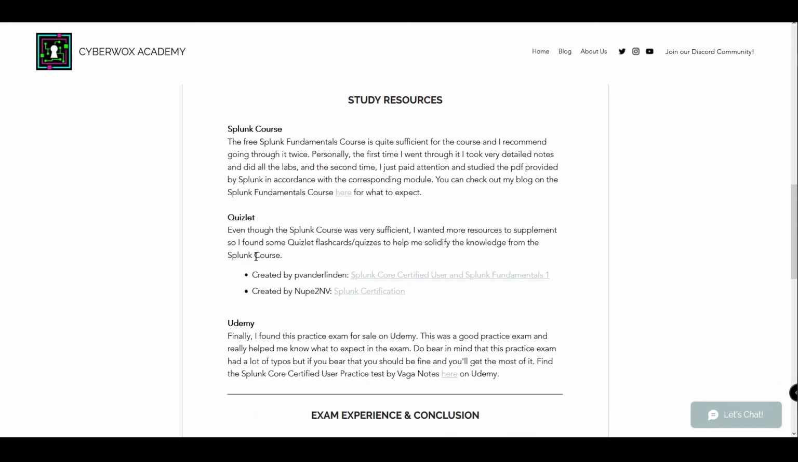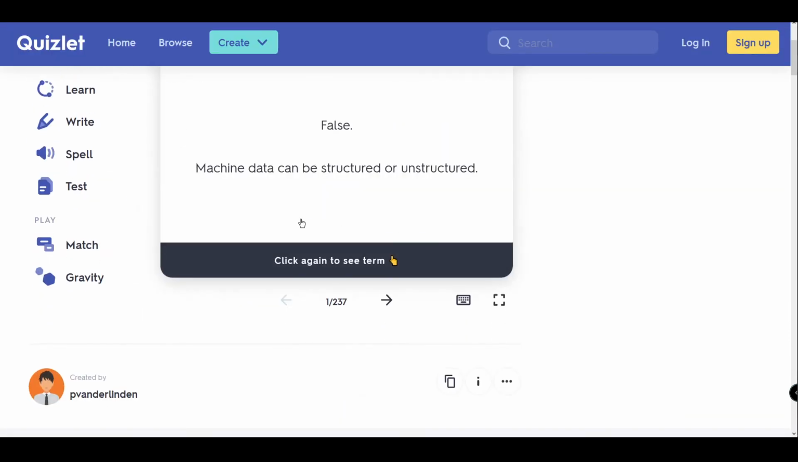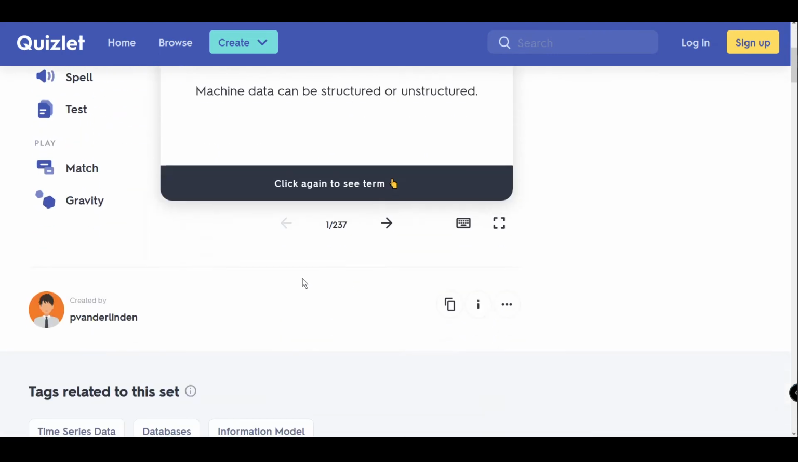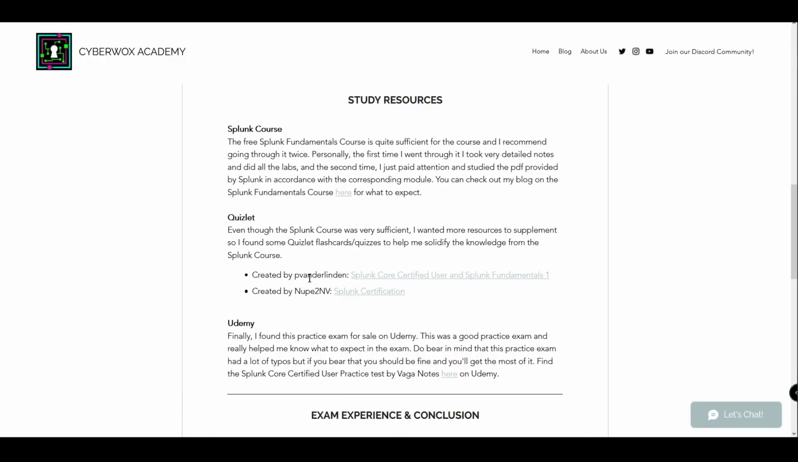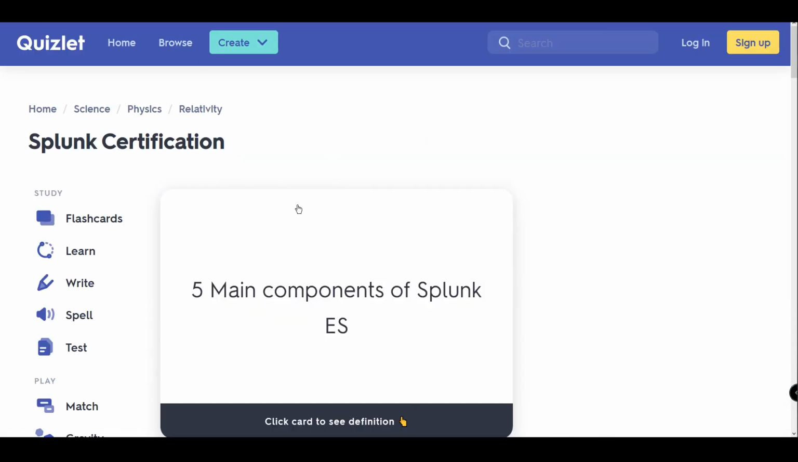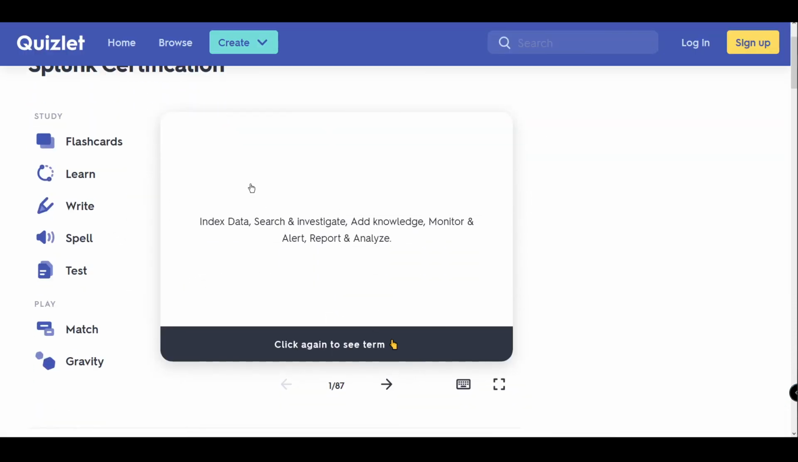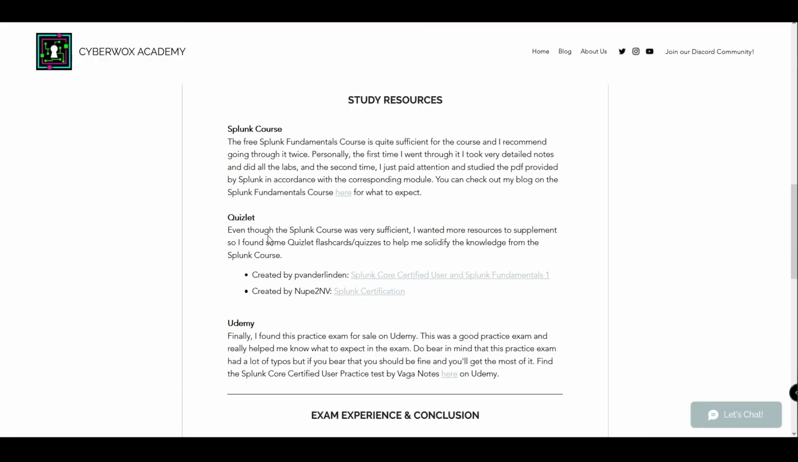The second resource I used was Quizlet. This was just for flashcards and some questions that I could expect on the exam. The first one was created by P. van der Linden, and it's a bunch of questions and flashcards that are really similar to what you could expect in the exam, and they really help you solidify the concepts you would have learned in the Splunk Fundamentals course. The second one was by Noob2NV, and it was also a really good set of flashcards to reinforce the concepts you would have learned in the Splunk Fundamentals course.